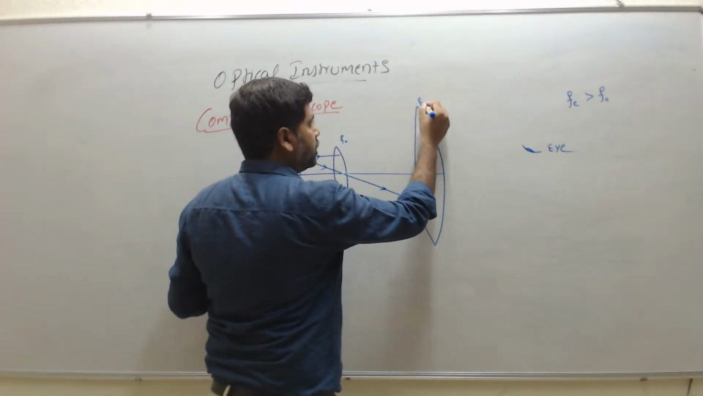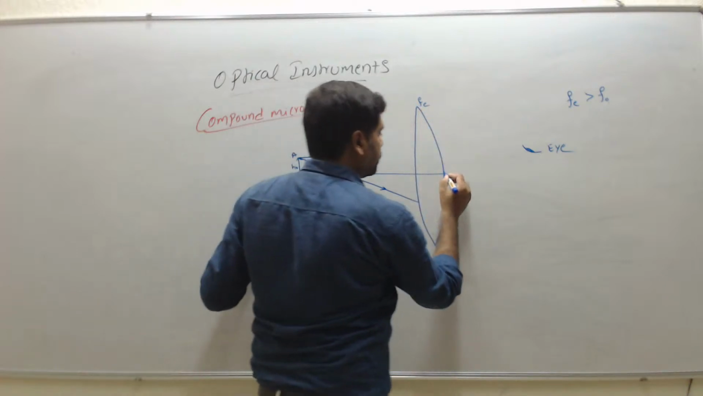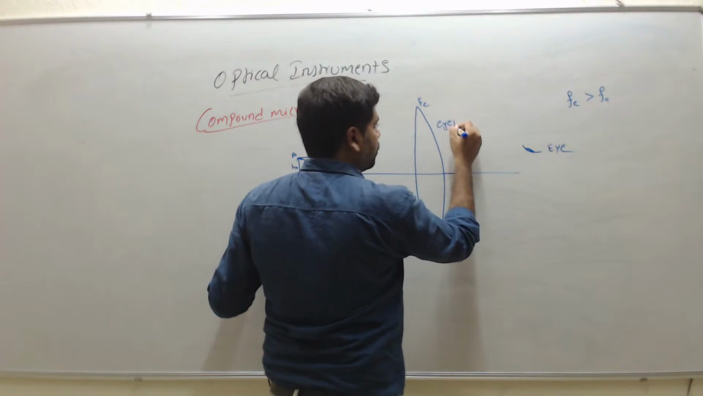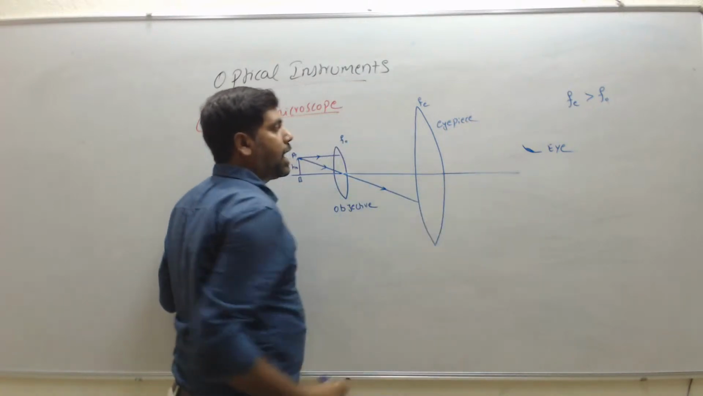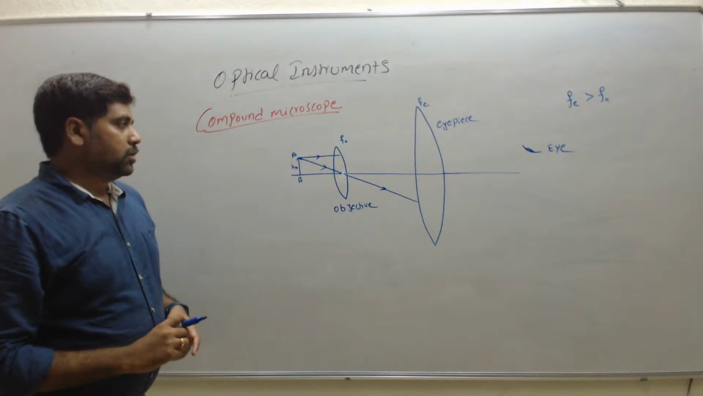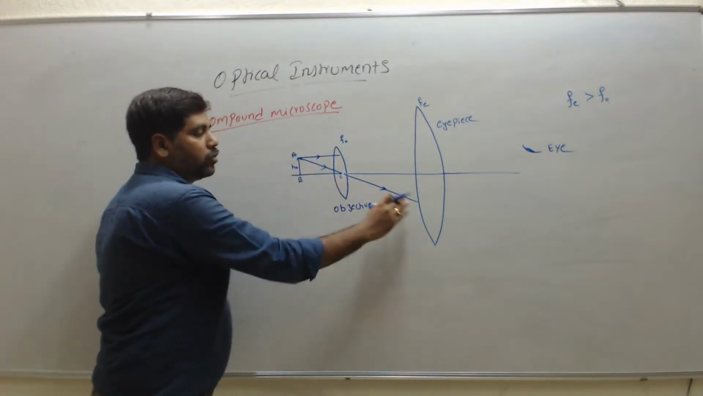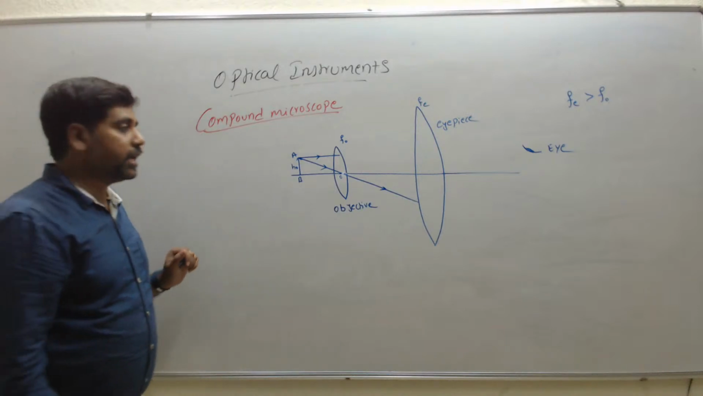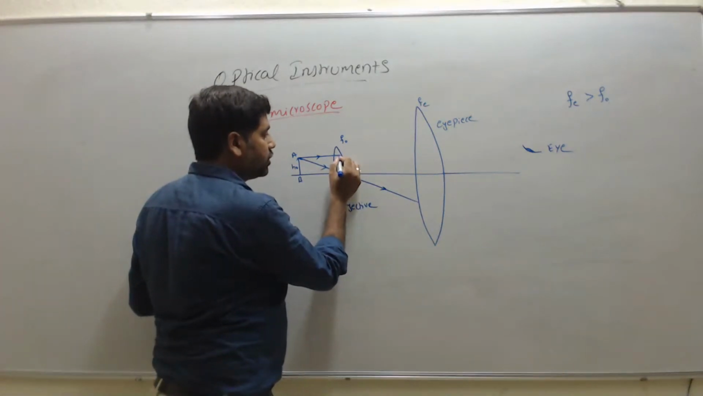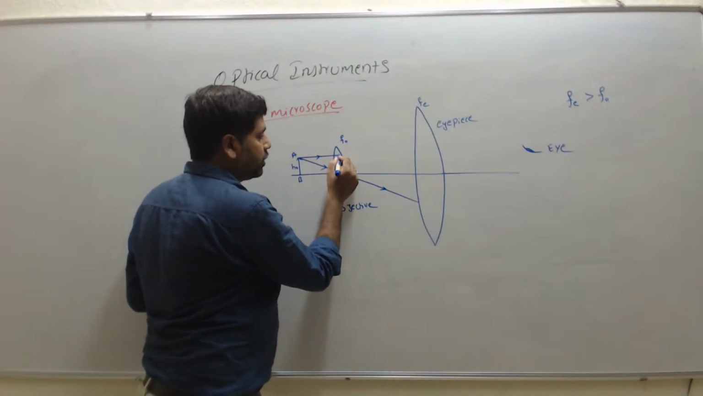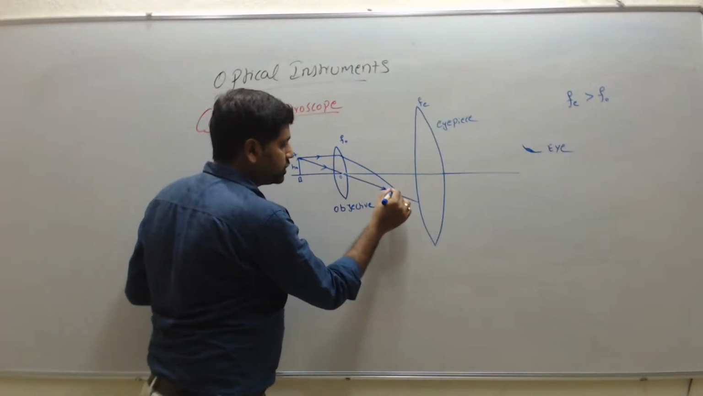So this one is the focal length of the eyepiece. So one ray is passing through the optic center O, it goes right without any deviation, and the second ray, which is parallel to the principal axis, goes through the focus.